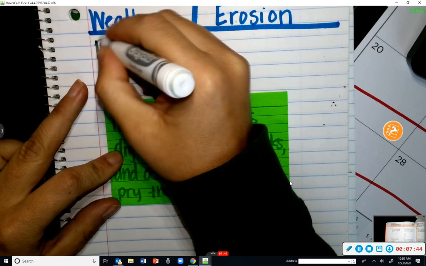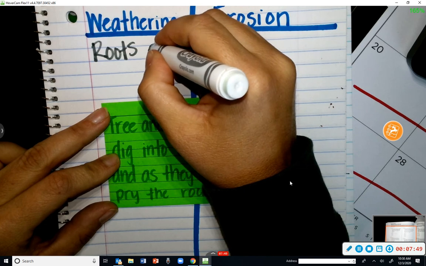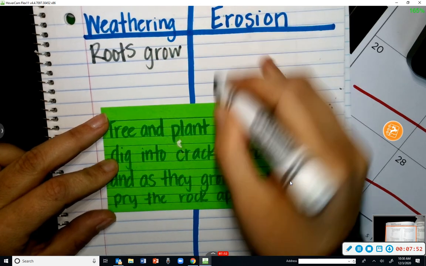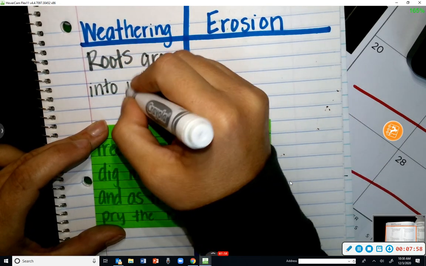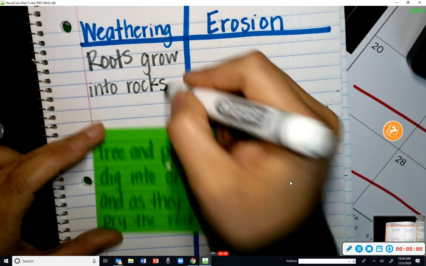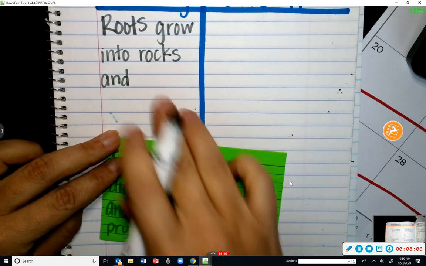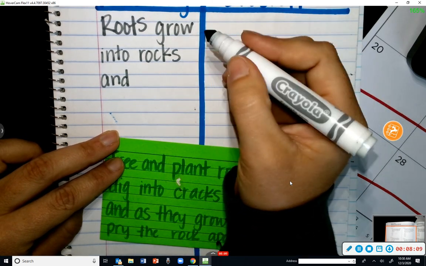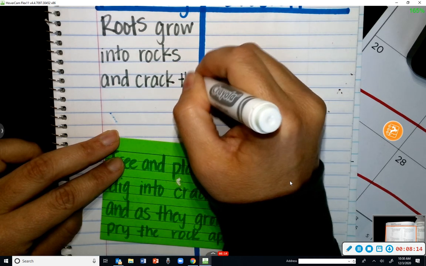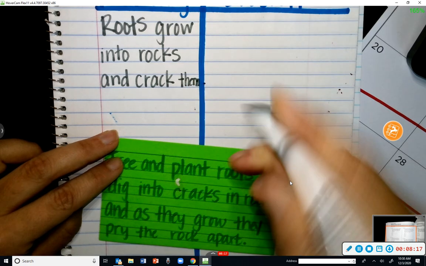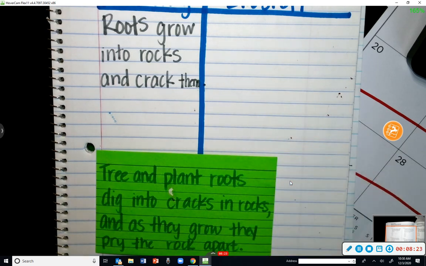So I'm going to help you shorten this so we don't have to write that whole sentence. So roots grow into rocks and crack them. And I'm just writing big so y'all can read it. You guys don't have to write that big. Grow into rocks and crack them. Yeah, you're writing what we should be writing in capital. Okay? So that's an example of weathering.